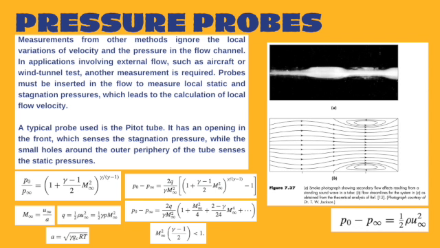Pressure probes are used in applications involving external flows, such as aircraft or wind tunnel tests, where another measurement is required. Probes must be inserted in the flow to measure local static and stagnation pressures, which leads to the calculation of local flow velocity. A typical probe used is the pitot tube. It has an opening in the front which senses the stagnation pressure, while the small holes around the outer periphery of the tube sense the static pressure.